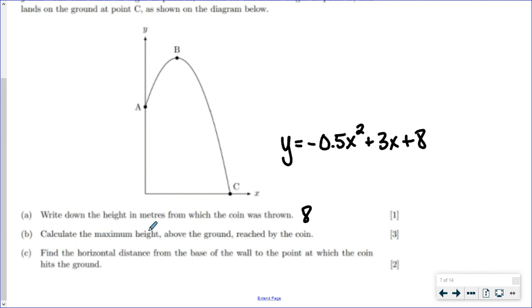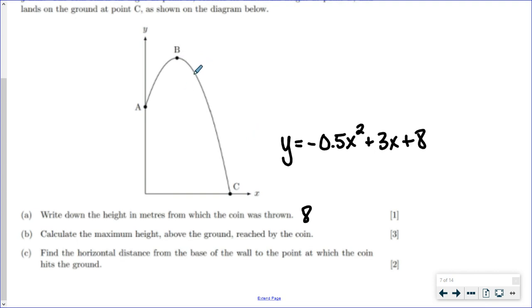All right, calculate the maximum height above the ground reached by the coin. Okay, so again, height is the y coordinate. So I'm looking for the y coordinate of point B here, which is the vertex of this parabola. All right, so there's 2 ways to do this. We could find it manually.